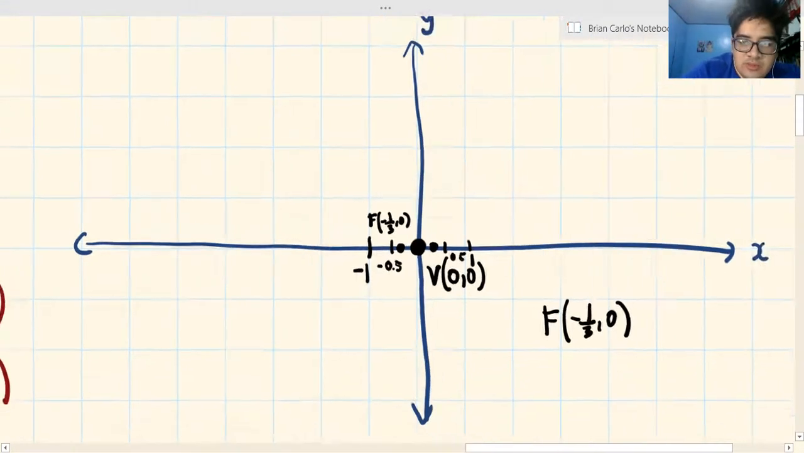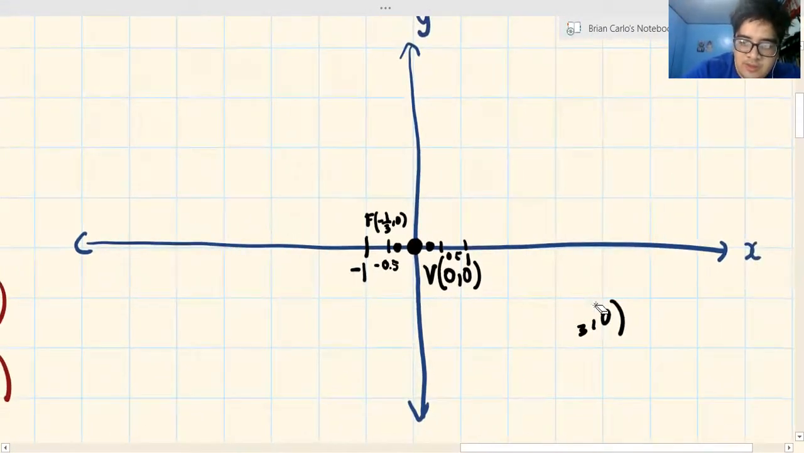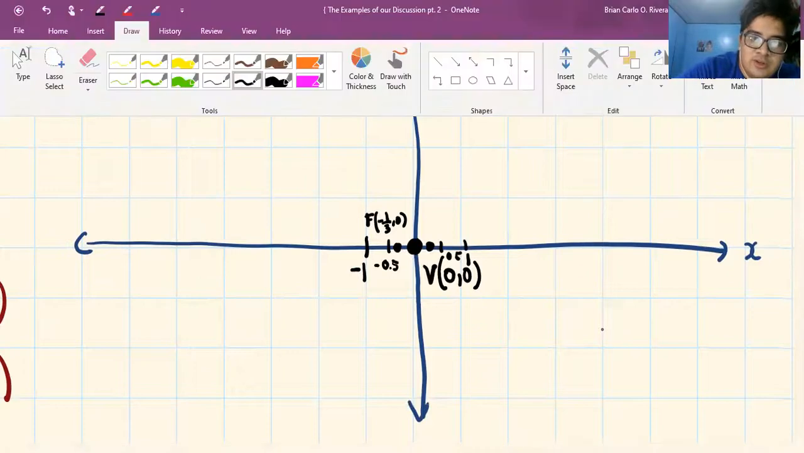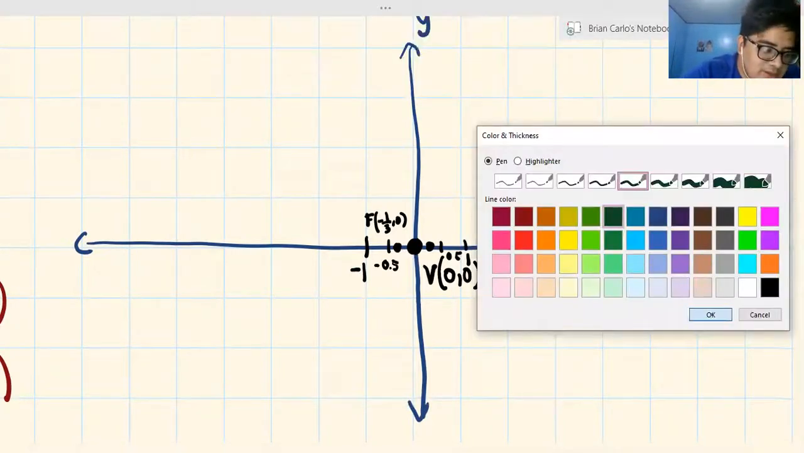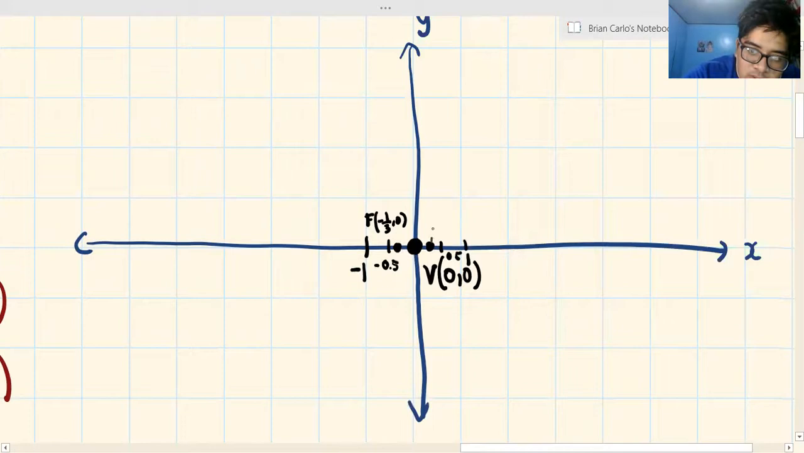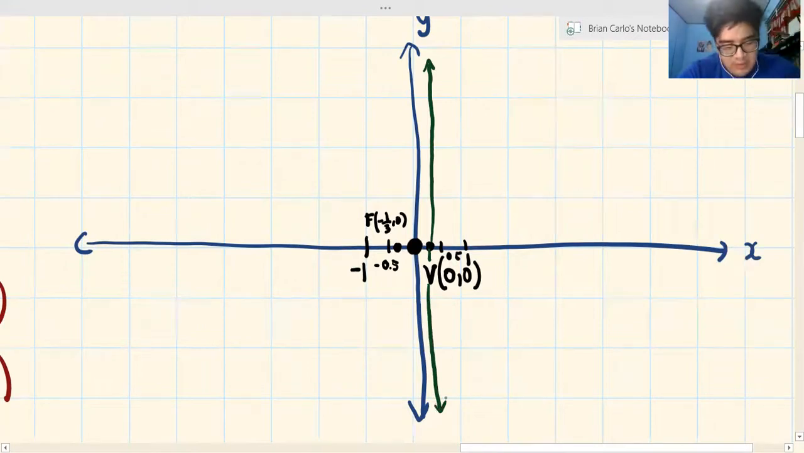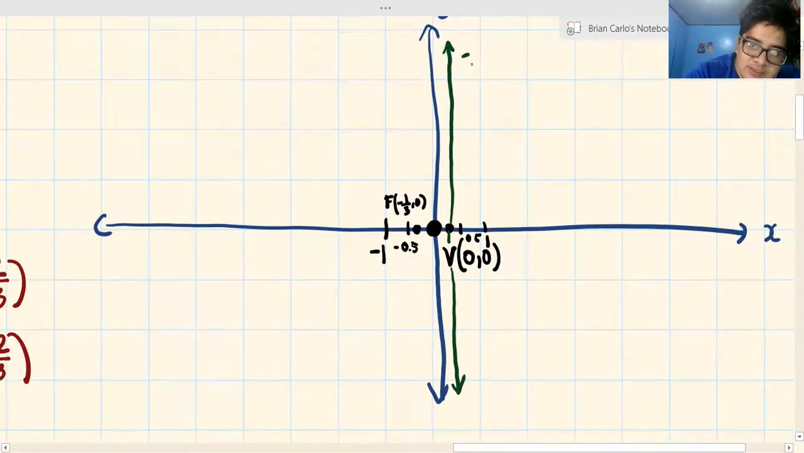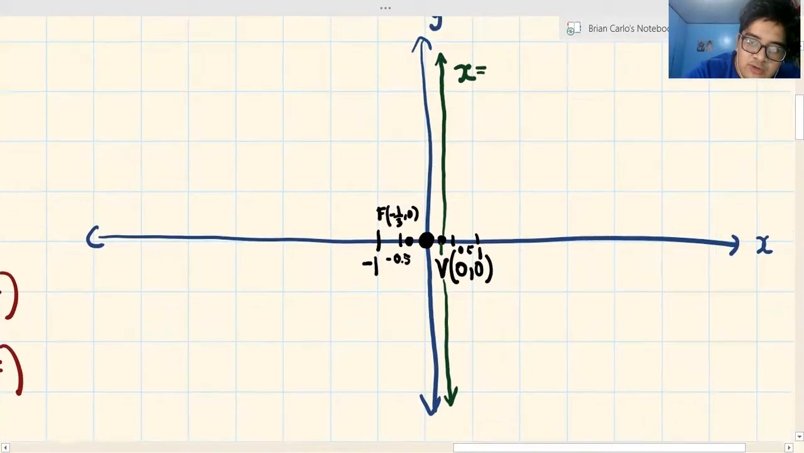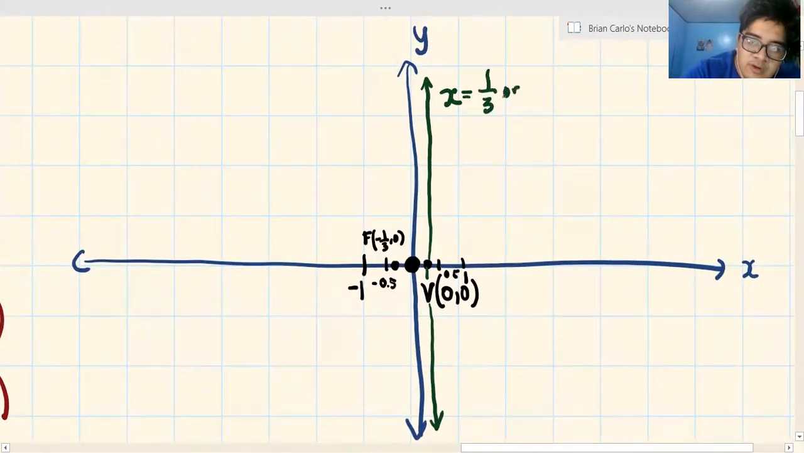So, paano natin isusulat yung directrix? Ngayon, delete natin to. Palitan natin ng color green kasi yun nga yung consistency ng kulay natin. So, ito. Ayan. Tapos, extend natin dito. Medyo parang di straight yung part ng bottom. Sorry. Ngayon. Ayan. So, this is x is equal to 1/3 or 3x minus 1 is equal to 0. This is the directrix. Okay?